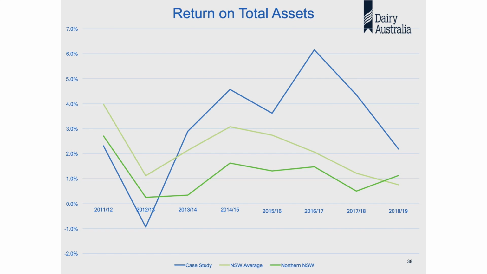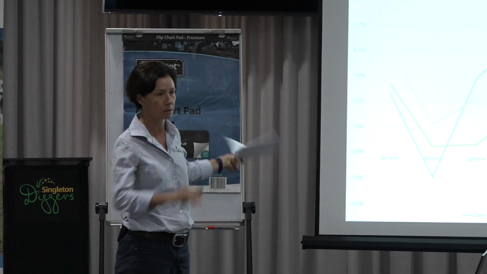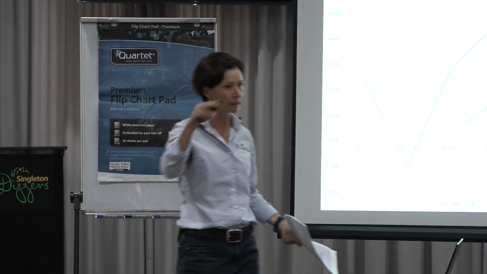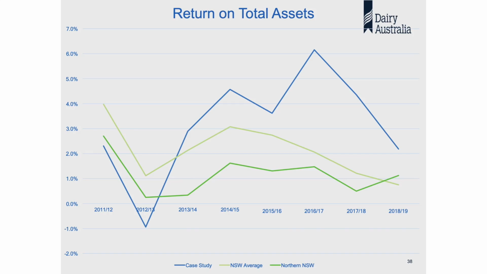So again, return on assets, and this is the duration of Farm Monitor in New South Wales. Our dark blue line is the Wheatleys, and then we've got Northern New South Wales and New South Wales average. So you can see that for the last 4 or 5 years, the Wheatleys have been managing to make a reasonable profit. And I'm saying profit even though it says return on assets because our asset base hasn't changed. So we're looking at EBIT effectively over that period.